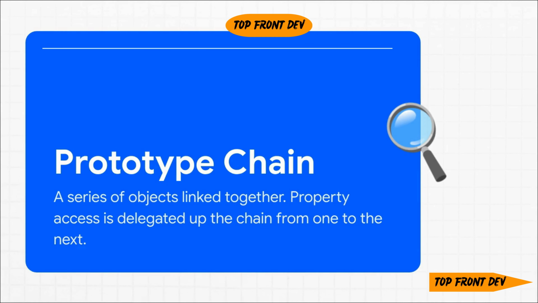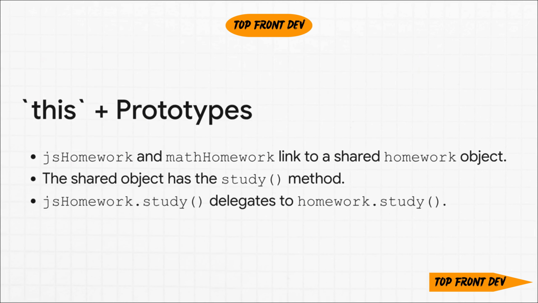When you try to access a property on an object, JavaScript checks that object first. If it's not there, it doesn't just give up. It follows this hidden link up to that object's prototype and checks there. And it'll keep walking up this prototype chain until it either finds what it's looking for or it runs out of links. And this is where this and prototypes do a beautiful dance together.